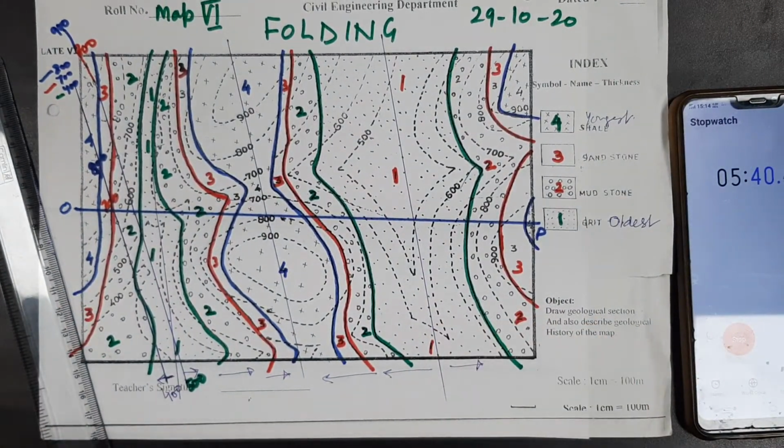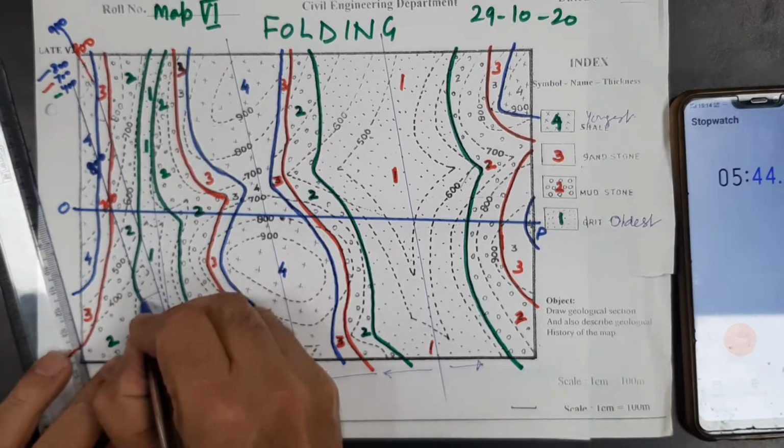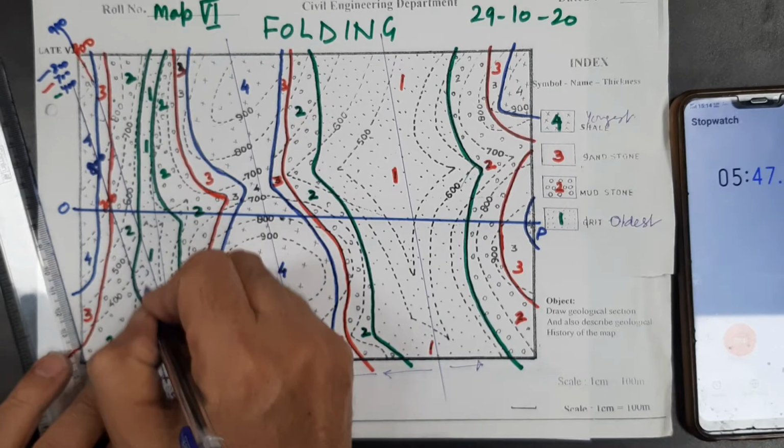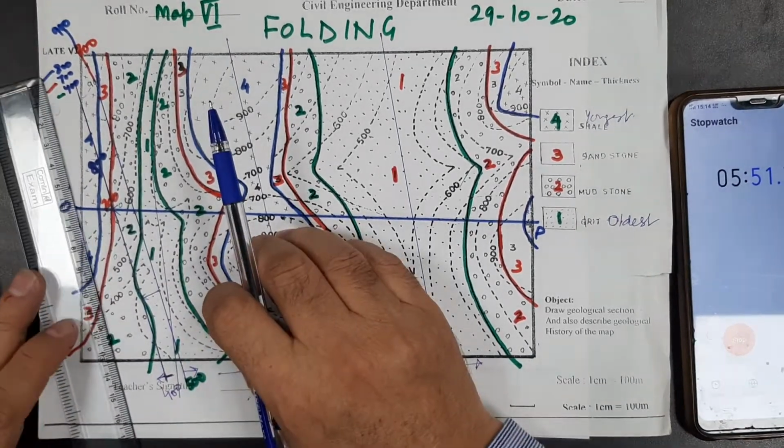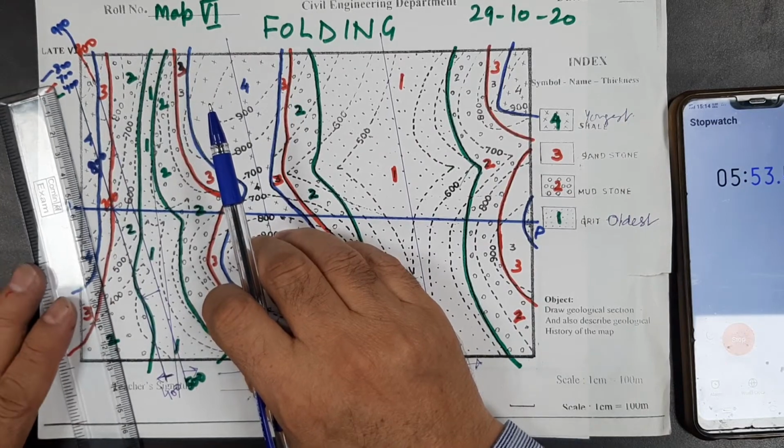Okay. Now we have drawn this strike line at 500. So from 500 to 400 there will be the angle of dip. That means this angle of dip is here. Now similarly we can draw two strike lines on the red contact.